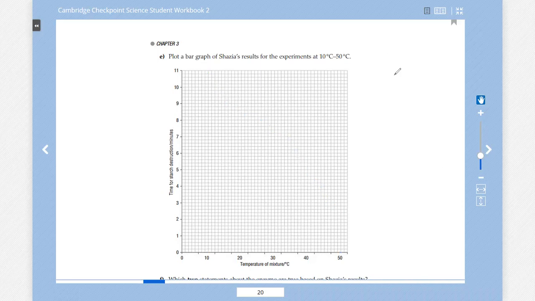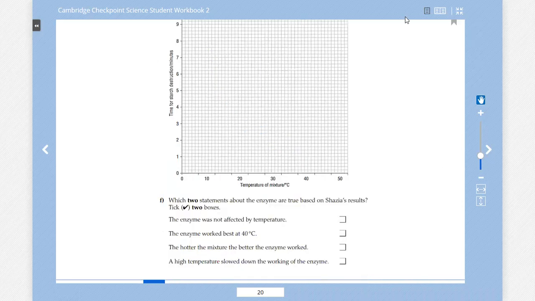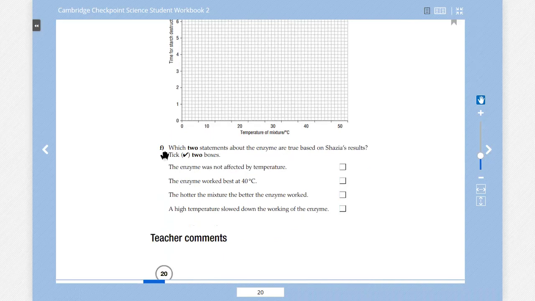And please we move to the next. This is part F: which two statements about enzymes are true? If you say true, you can tick, and if you say false, you can cross.